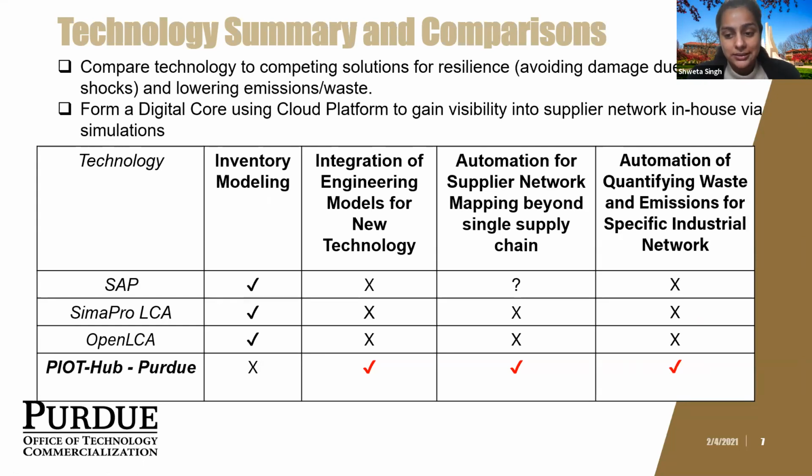Compared to other technologies that exist on the market today, like SAP, which basically helps in inventory management and a lot of supply chain management, the advantage of our tool is that we are integrating engineering-based models. So if you have a future technology, you can embed it in our tool and see how the network will look in the future, and not just the existing one based on empirical data. And then we can also automate, which I'm not sure if SAP does, but I know that other tools like SimaPro LCA and OpenLCA did not have, the automated quantification of waste and emissions based on the first principles model rather than relying on empirical data correction.